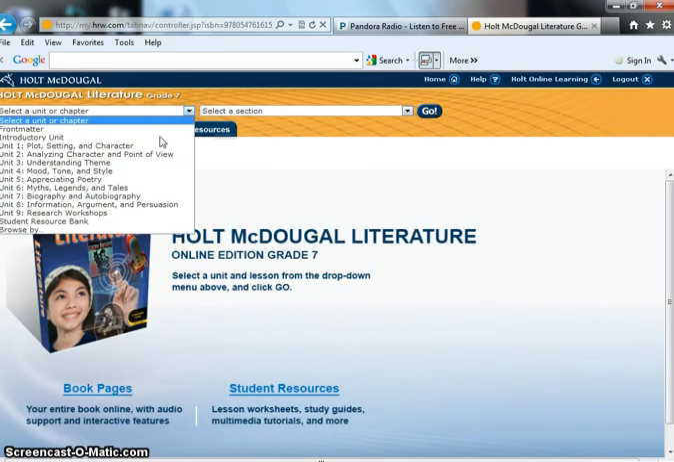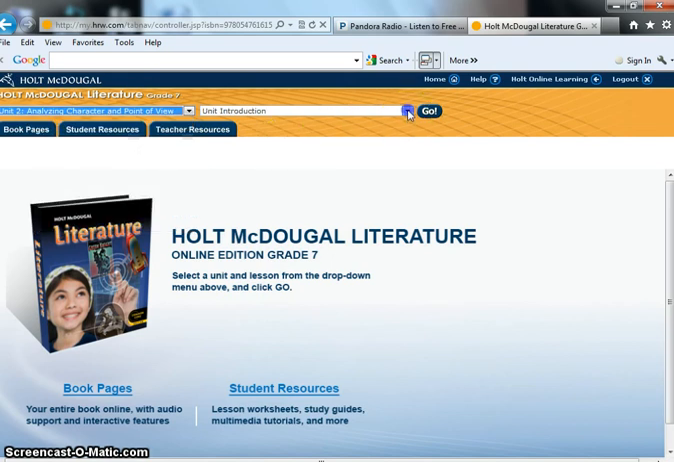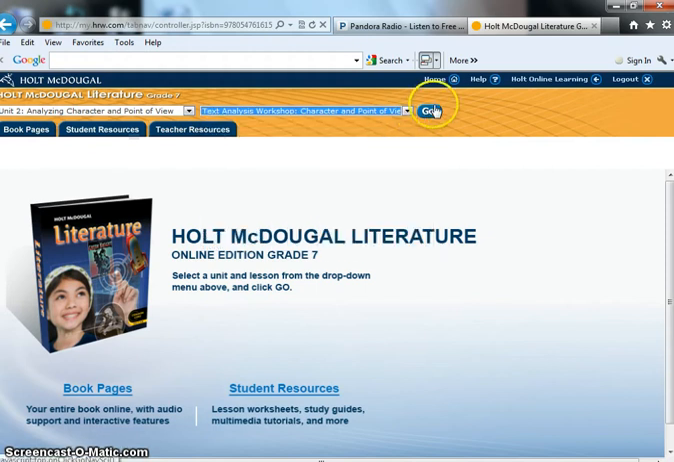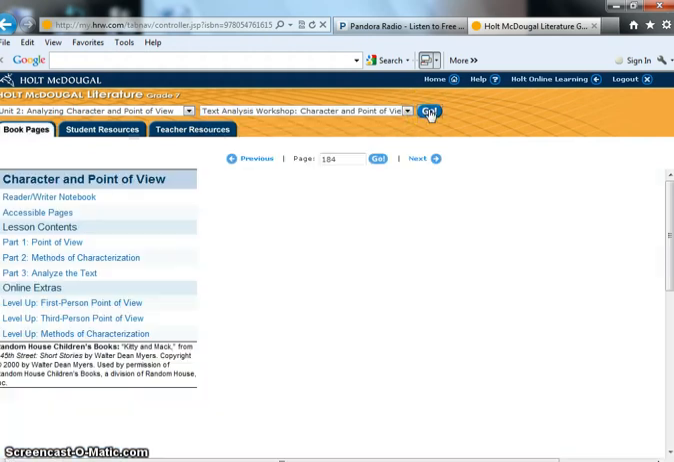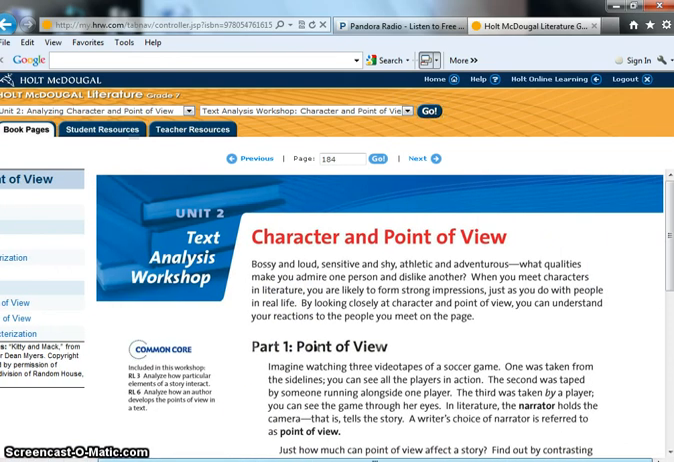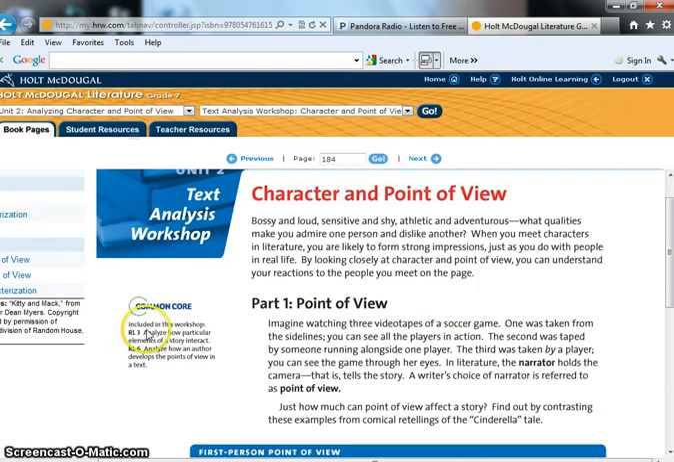I'm going to go to Unit 2, Analyzing Character and Point of View. And I'm going to go to this pull down menu and select Text Analysis Workshop Character and Point of View, and I'm going to click Go. And this brings up the page just like you would see in our textbook that we have in the classroom. Our focus is right here. We're going to be able to analyze how particular elements of a story interact and analyze how an author develops the points of view in a text.